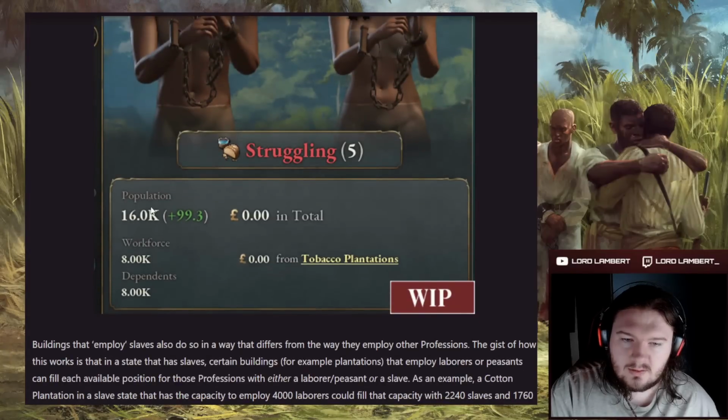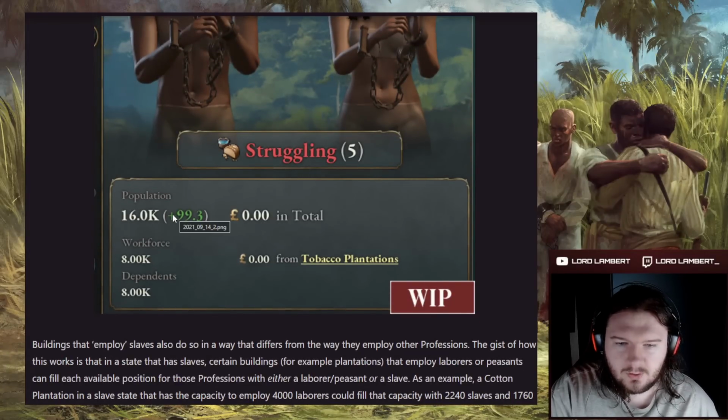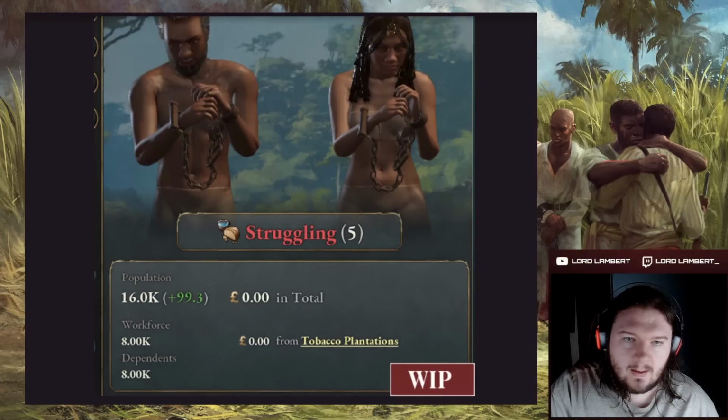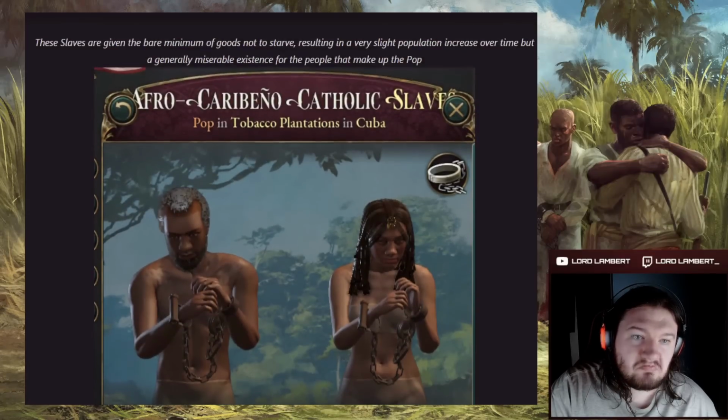Okay. 16,000 of them, growing at 99 either a week or a month, I'm not sure. 8,000 of them part of the workforce, 8,000 of them are dependents. And yeah. Okie dokie.